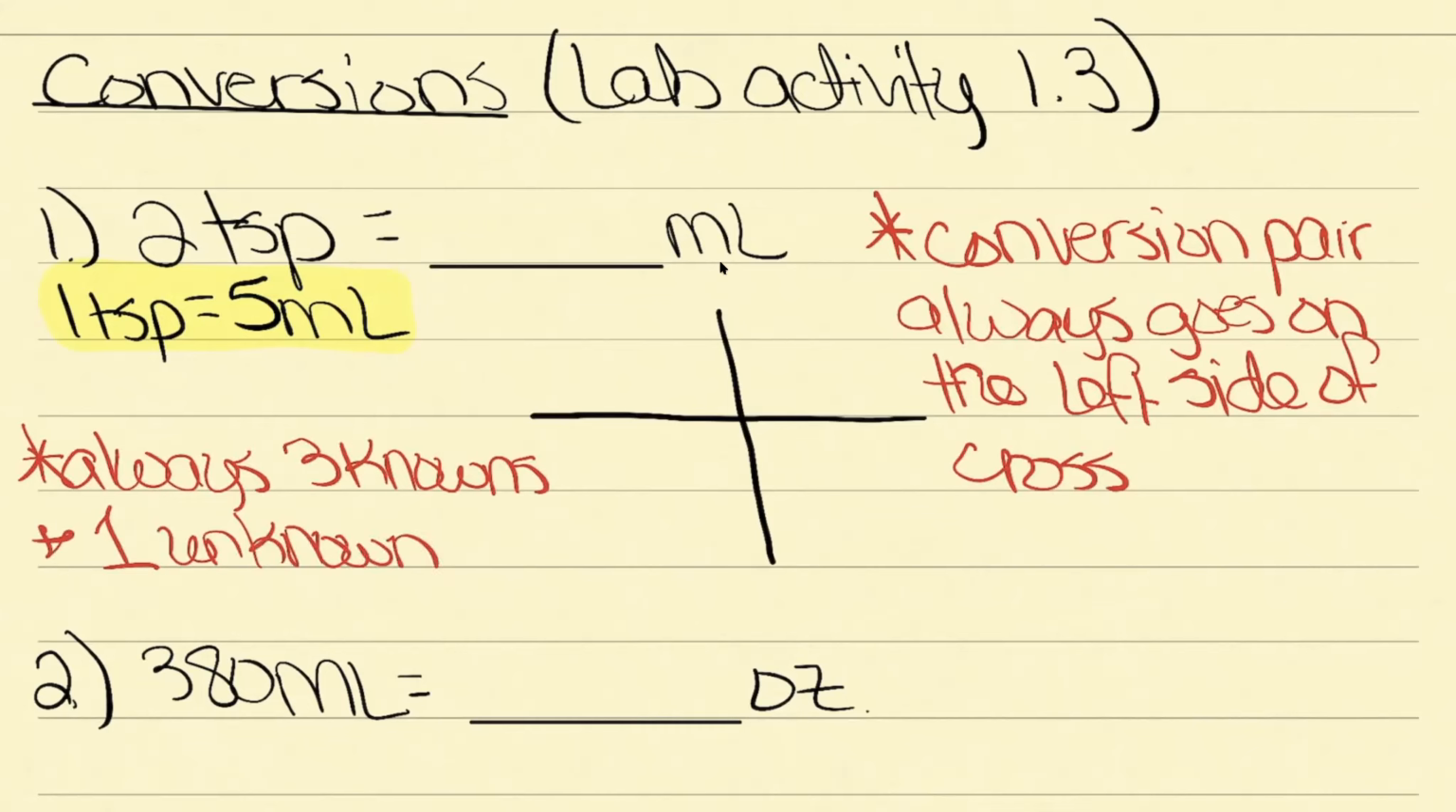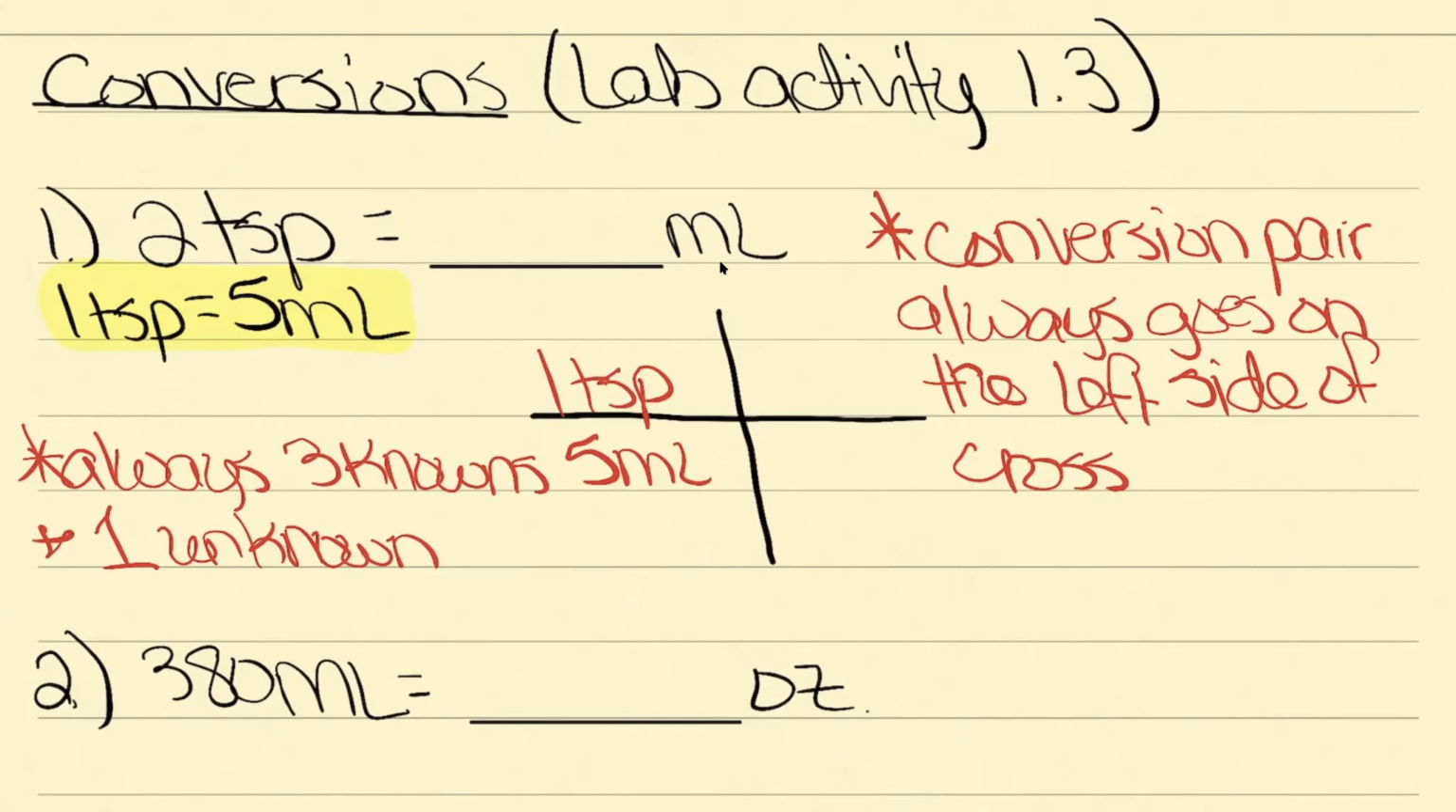Like I said, my conversion pair, which is 1 teaspoon equals 5 milliliters, always goes on the left side of the cross. So 1 teaspoon over 5 milliliters, because this is a proportion. We talked about proportions yesterday on day 2; that was day 2's material. A proportion is basically like a fraction or a division. For every 1 teaspoon, there are 5 milliliters, or for every 5 milliliters, you get 1 teaspoon.